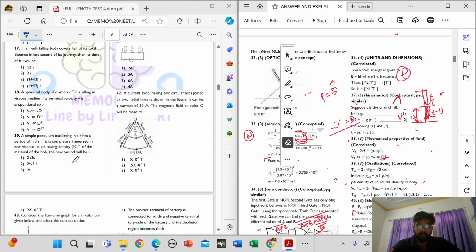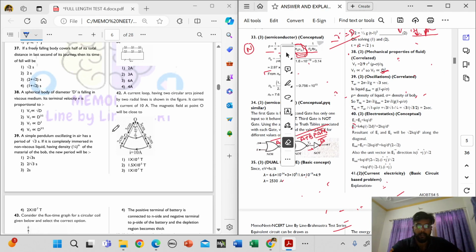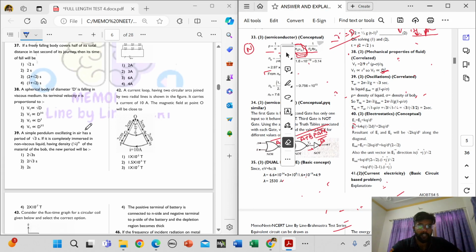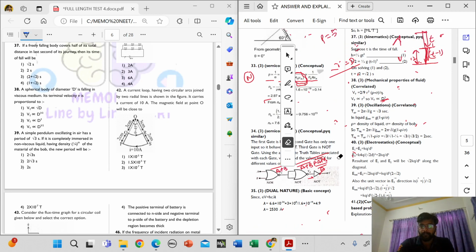39. A simple pendulum is oscillating in the air and has a period of root 3 seconds. If it is completely immersed in a non-viscous liquid having density 1 by 4 of the material of the bob, the new period will be?